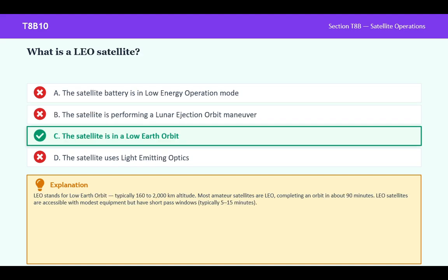What is a LEO satellite? C. The satellite is in low Earth orbit. LEO stands for low Earth orbit, typically 160 to 2,000 kilometers altitude. Most amateur satellites are LEO, completing an orbit in about 90 minutes. LEO satellites are accessible with modest equipment but have short pass windows, typically 5 to 15 minutes.